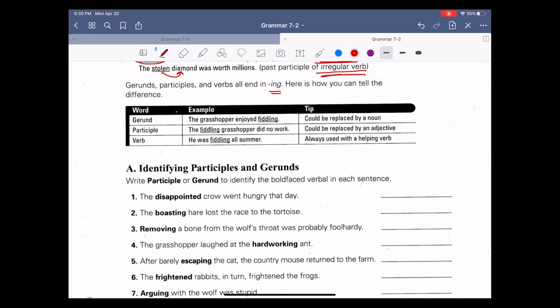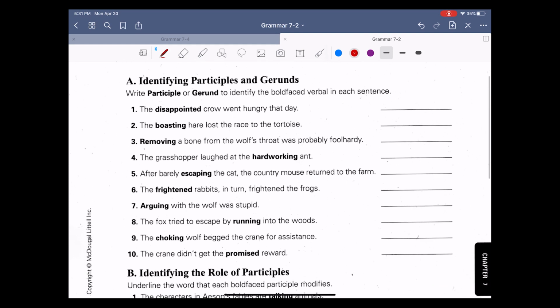Gerunds, participles, and verbs all end in ing. Here's how you can tell the difference. If it's a gerund, it could be replaced by a noun. Participle, the fiddling grasshopper, could be replaced by an adjective. The hungry grasshopper, the fast grasshopper, the dead grasshopper did no work. As a verb, he was fiddling, it's got a helping verb in front, always used as a helping verb. So make sure you look back at page 172 for those little reminders of how to tell a difference.